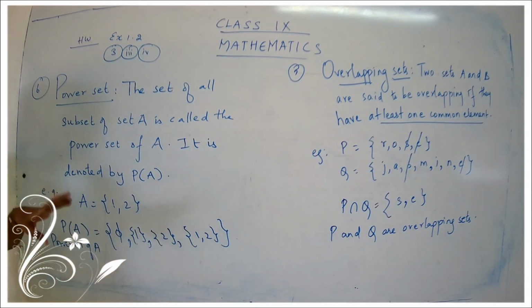So totally how many elements are present here? 1, 2, 3, 4. See? A is {1, 2}. So the set of subsets of set A is called the power set.